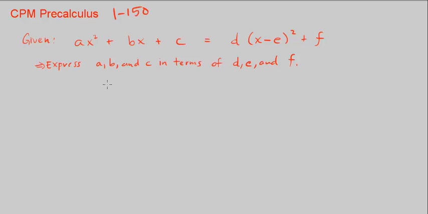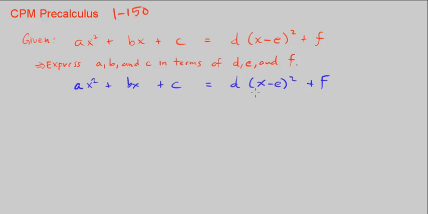Alright, so on the left we have ax squared plus bx plus c, right? And a, b, and c are just constants being multiplied by x squared, x, and we don't have any x here. And on the right we have d times the quantity x minus e squared plus f. So d, e, and f are constants.